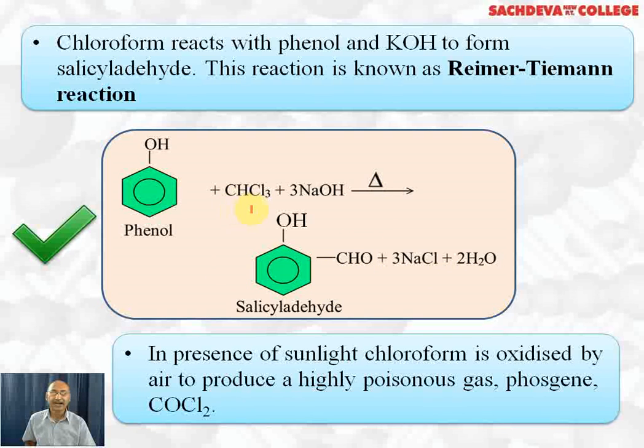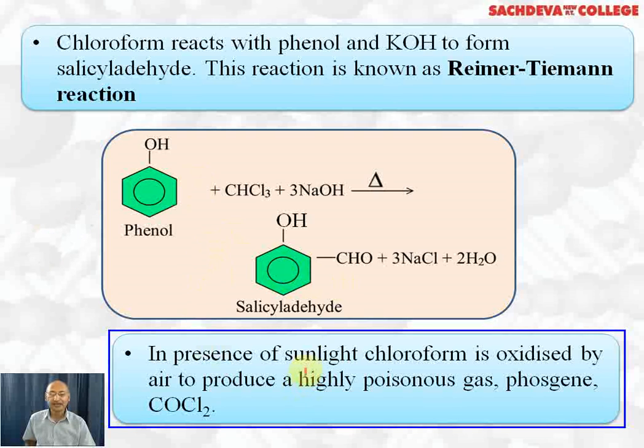Here, the active intermediate which is formed is dichlorocarbene. Dichlorocarbene reacts at the ortho position. Dichlorocarbene is CCl2 with a pair of electrons, and here one hydrogen is also there. So it changes to CHCl2, which on hydrolysis gives salicylaldehyde. So remember, the intermediate in this reaction is dichlorocarbene.